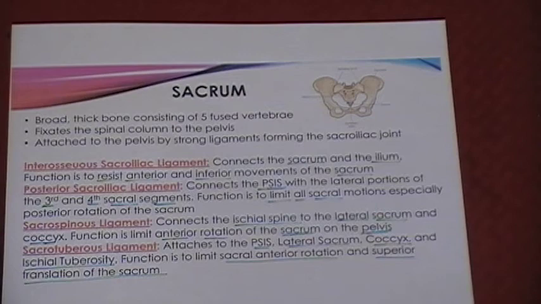So after reading back through those, you can see that most of these ligaments are going to be limiting anterior motion of the sacrum, except for the sacrospinous ligament. Okay, so the sacrospinous ligament is more going to limit the posterior motion. I'm sorry, the posterior sacroiliac ligament is going to be what limits posterior motion of the sacrum.